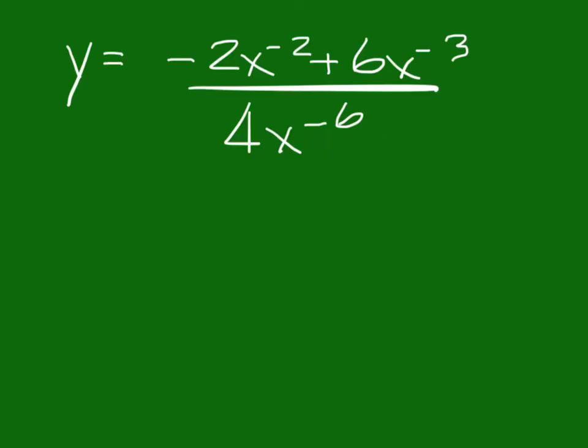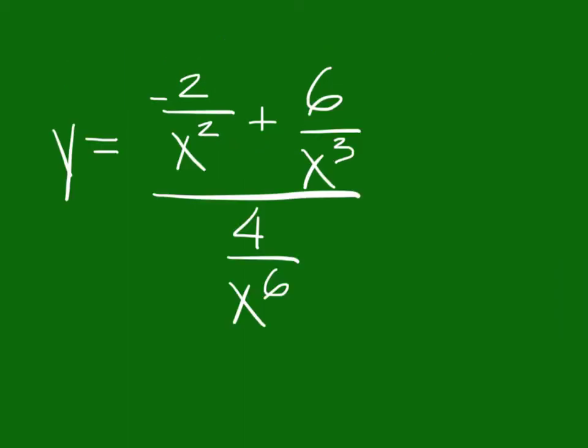Here's example 1. On this, you have y equals negative 2x to the negative 2 plus 6x to the negative 3, over 4x to the negative 6 power. Step 1 is you have to simplify this. Try to remove the negative exponents and make it something that's all positive, and then go back and simplify from there. When you do that, on your first step, it should look like this.